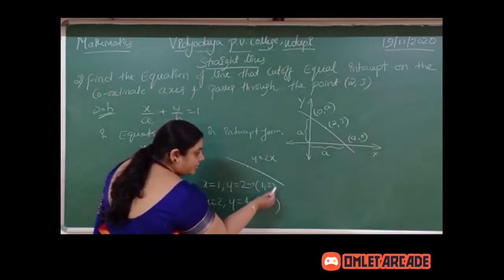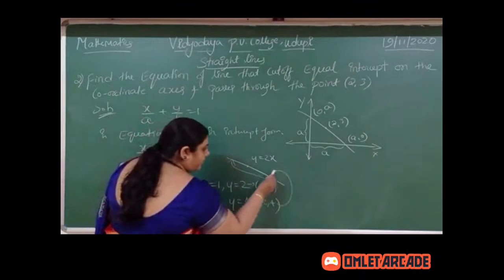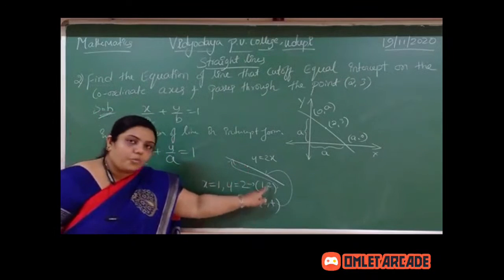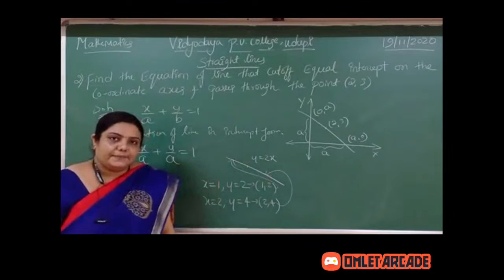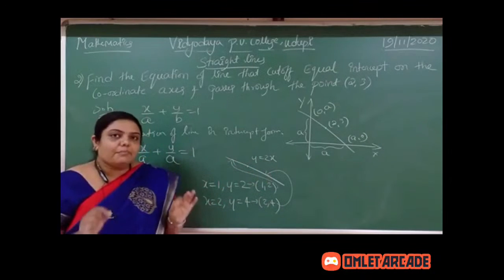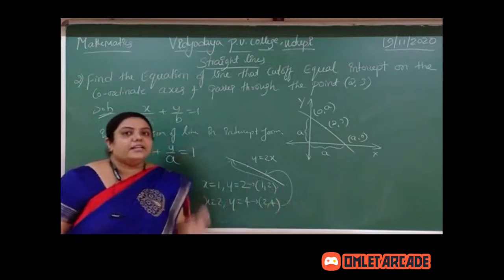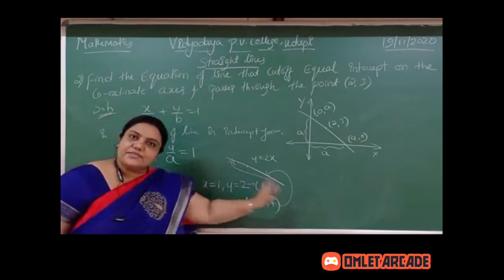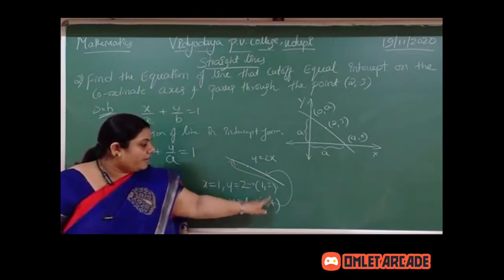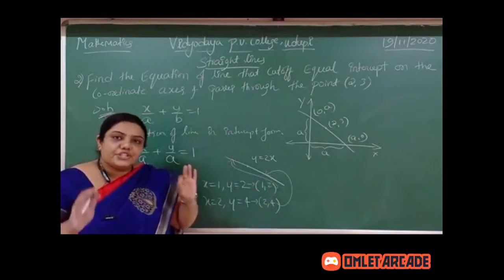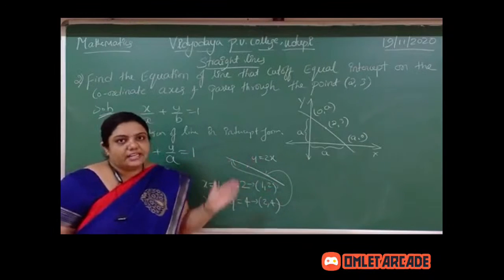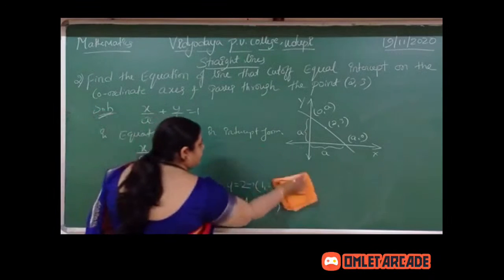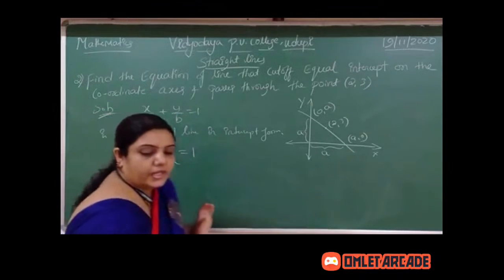Then these 2 points should be on the line. Remember, these 2 points should be on the line, and they should satisfy the equation of the line. Is it clear? If any point is on that particular curve, then it should satisfy the equation of that curve. Here the curve is a straight line. If we imagine any points on the line, then they should satisfy the equation of the line. Then only can they appear on the line, isn't it? This is the concept. Remember, students, very simple.